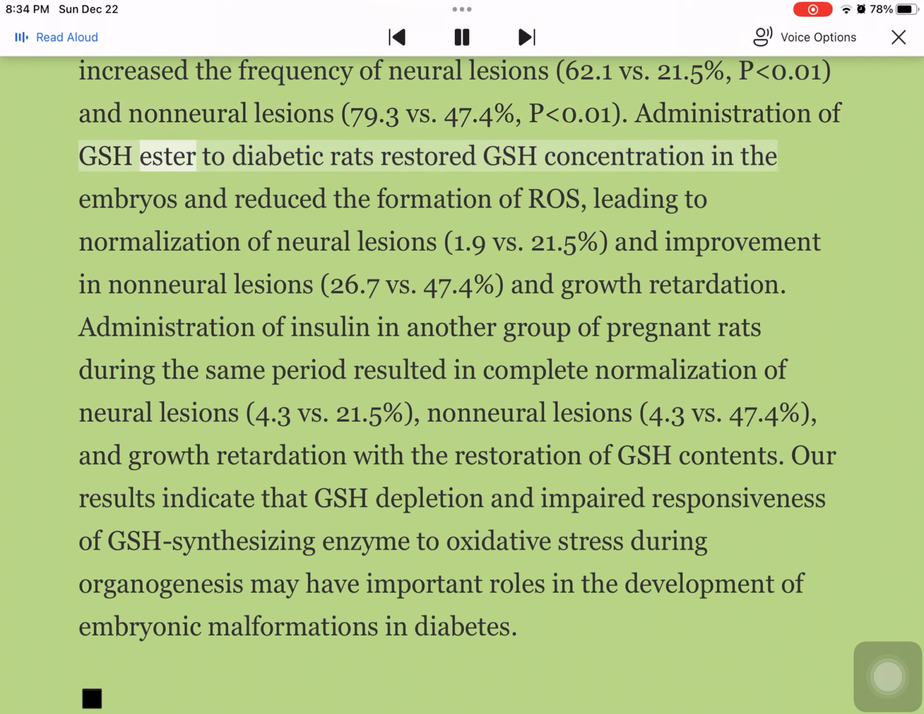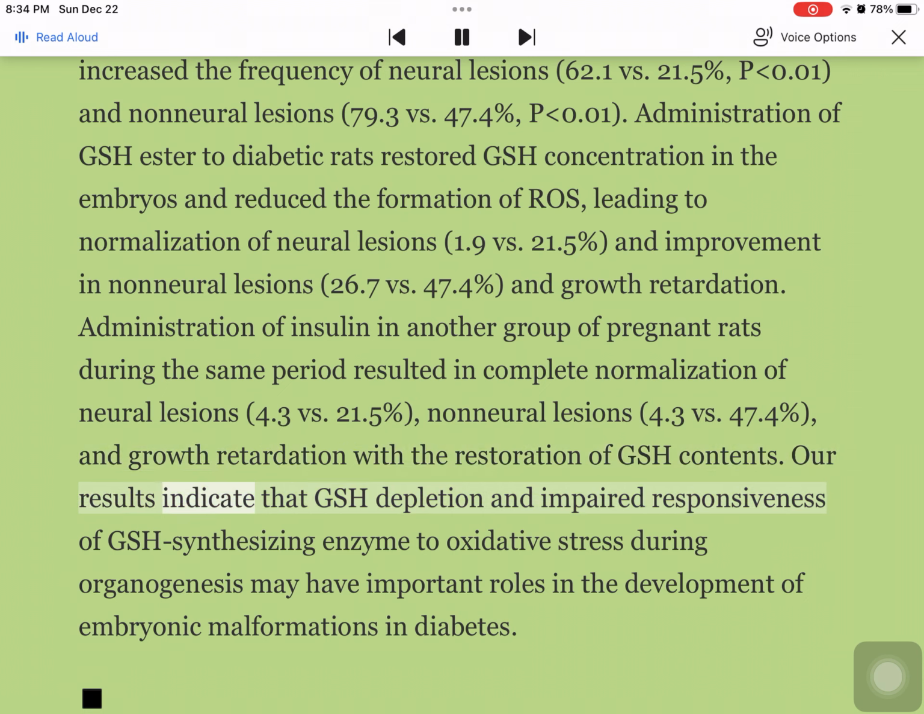Administration of GSH ester to diabetic rats restored GSH concentration in the embryos and reduced the formation of ROS, leading to normalization of neural lesions, 1.9 versus 21.5%, and improvement in non-neural lesions, 26.7 versus 47.4%, and growth retardation. Administration of insulin in another group of pregnant rats during the same period resulted in complete normalization of neural lesions, 4.3 versus 21.5%, non-neural lesions, 4.3 versus 47.4%, and growth retardation with the restoration of GSH contents.